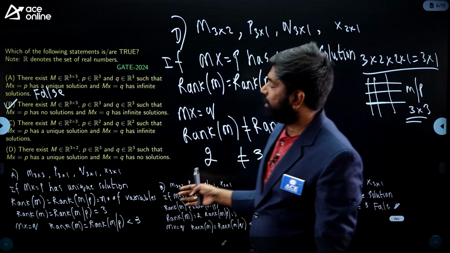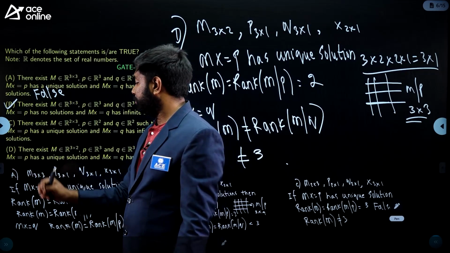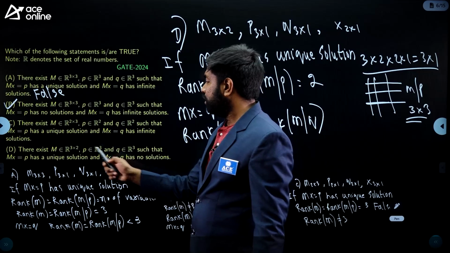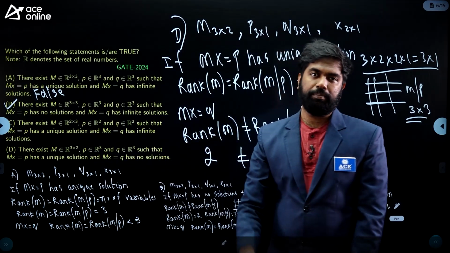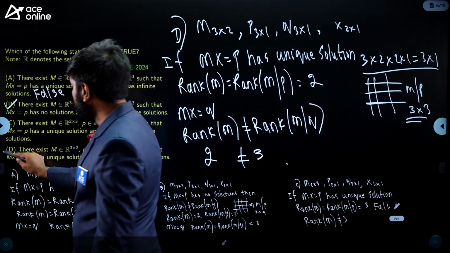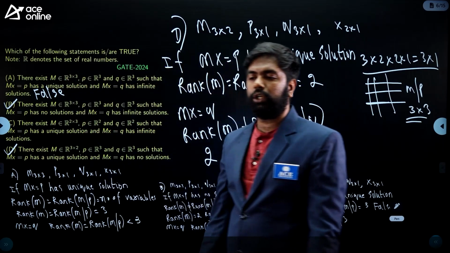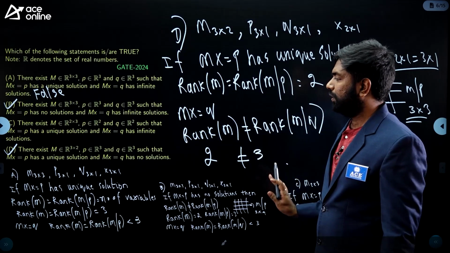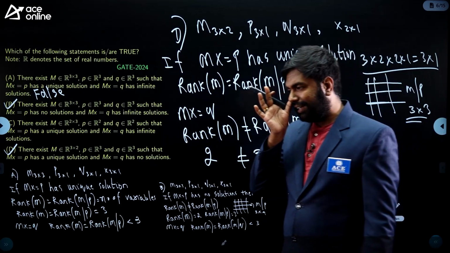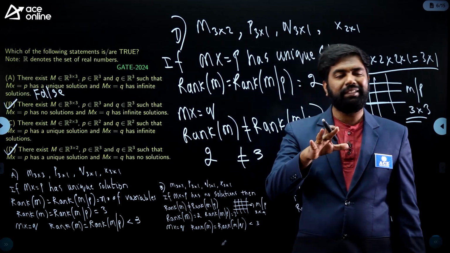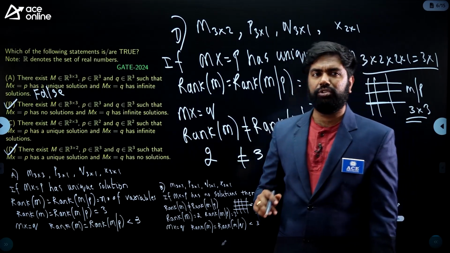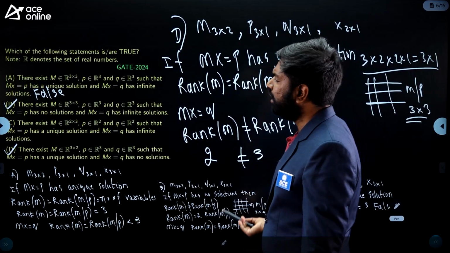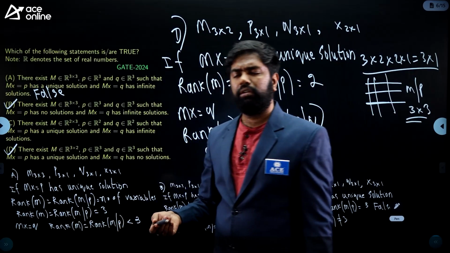Yes, such matrices M, P, Q exist such that Mx equal to P has a unique solution and Mx equal to Q has no solution. Therefore, it's a true statement. A fantastic question. It will take a lot of time for you to understand all these cases. You need an excellent understanding of the basics of linear algebra, especially systems of linear equations, to answer this question. I can say that this is really a very good question.